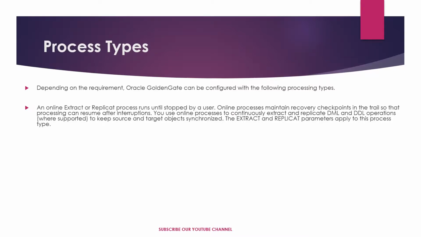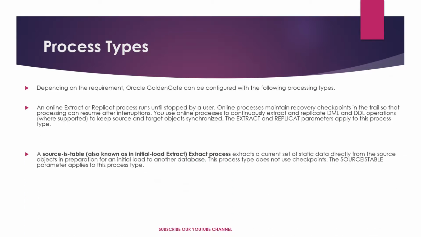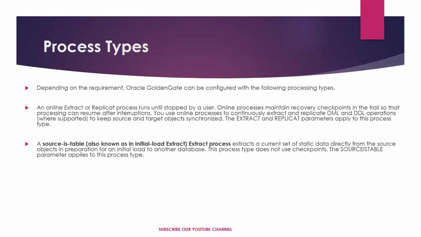One is an online extract or replicate process, which runs until stopped by the user. An online process maintains recovery checkpoints in the trail so that the process can be resumed after interruptions, and you use an online process to continuously extract and replicate DML as well as DDL operations, where DDL is supported for only a few replication types, to keep the source and target databases synchronized. So that is the logic.